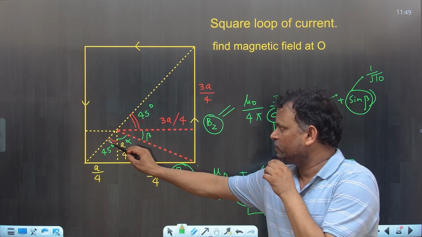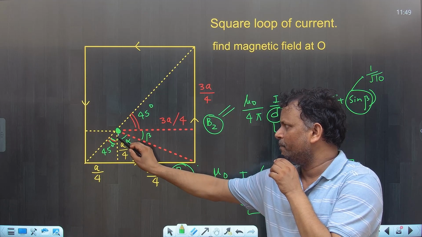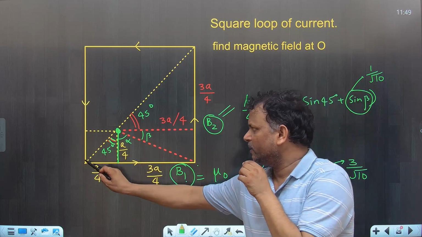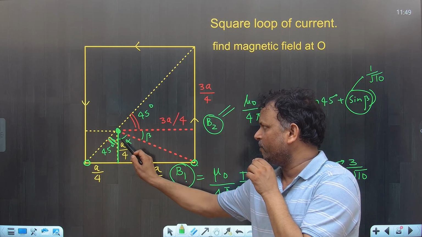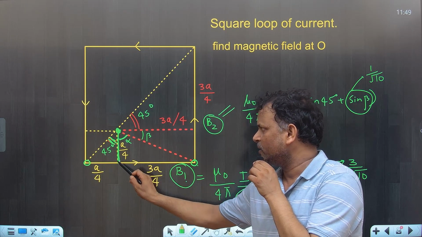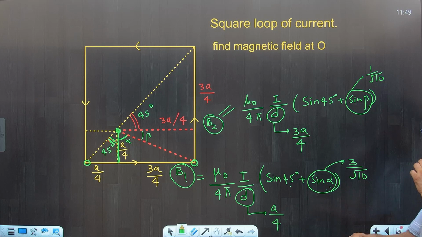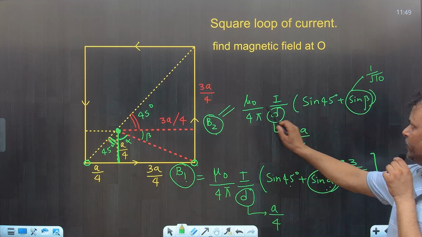This angle was 45 degree. What was d? d was the length of the perpendicular from P to this point, that was a by 4, and these are the end points which are making angle 45 degree and alpha with the perpendicular. So I have written here sin 45 and sin alpha, and sin alpha you have calculated earlier, it was 3 by root 10. Due to this part it was B2, you have written the formula.